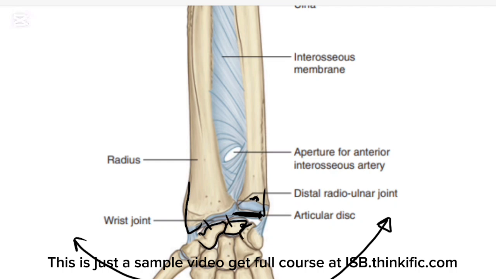The triquetrum does not, except in extreme cases, if you extremely adduct the hand into ulnar deviation, the triquetrum, which is the next bone here, may touch the radius. On top of the triquetrum, there's the small sesamoid bone, the pisiform, right, which is the sesamoid bone in the tendon of a muscle called flexor carpi ulnaris.